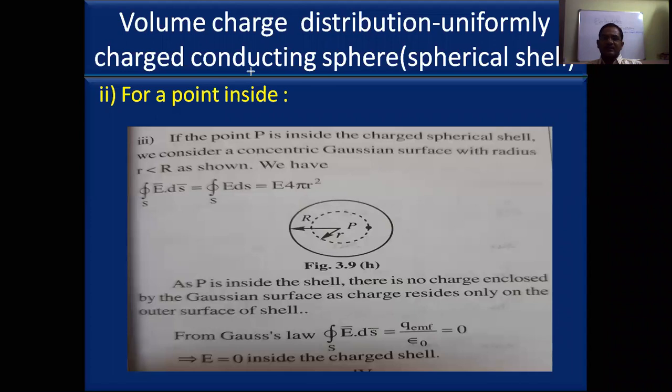Right, sir. So I will explain here. So this is a uniformly charged conducting sphere, what we consider, right? The radius of the sphere is capital R. Now I consider a point P at the distance small r from the center.